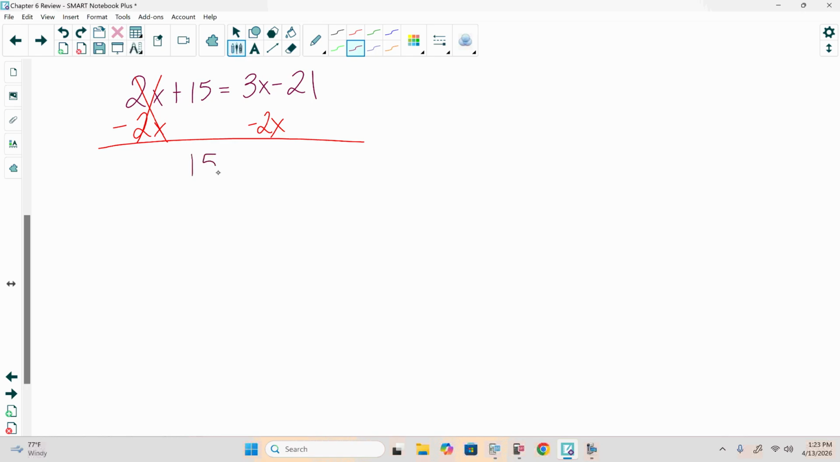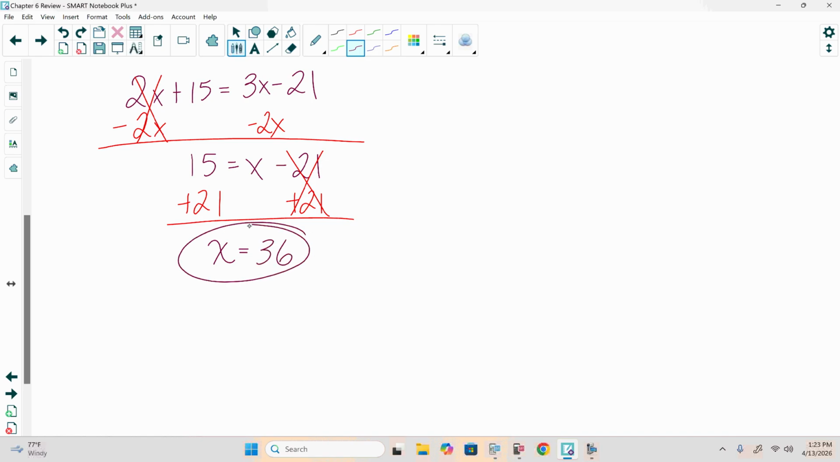But since I subtracted 2x from both sides, it tells me that 15 is equal to x minus 21. But once we do that, it's kind of restricted me to having to add 21 to both sides, because that would indeed get x by itself. And 15 plus 21 is 36. So it's telling me the value of x that will make both of these equations be the same is if x is 36.